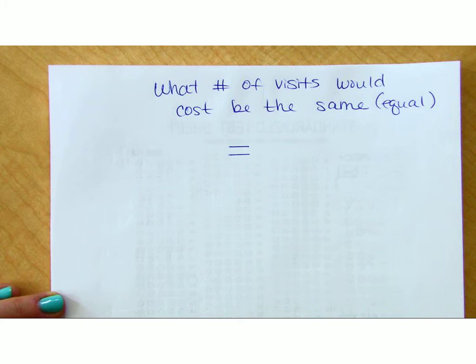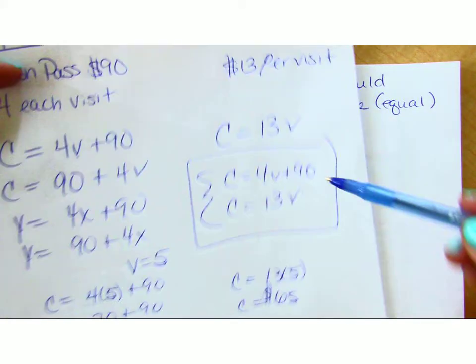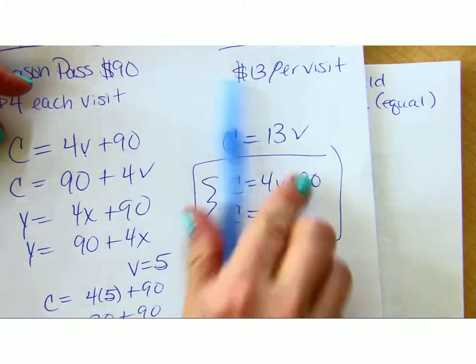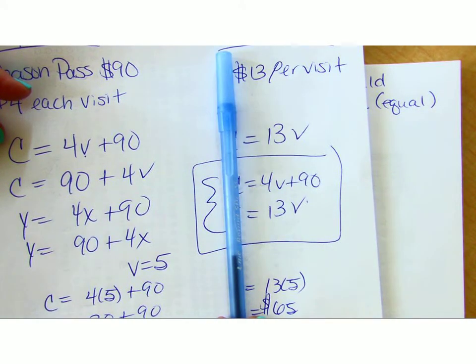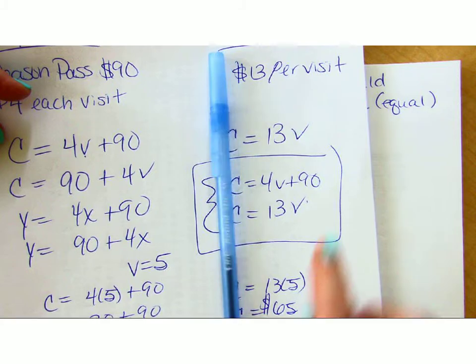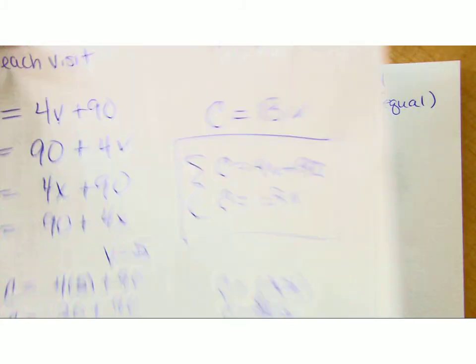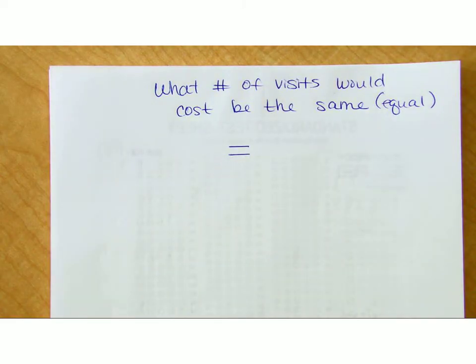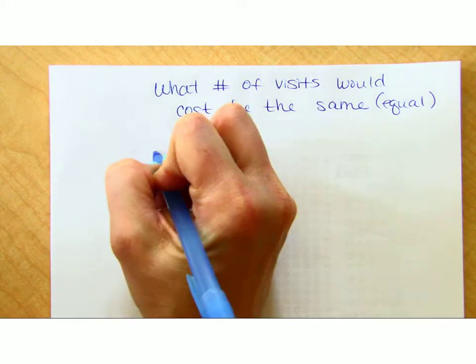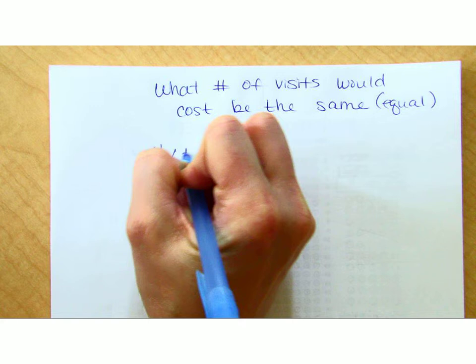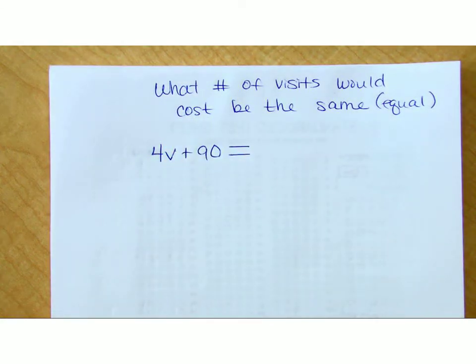And now I go back up to the system of equations that I wrote. I kind of don't need the C. And what do I do with these two expressions? I set them equal to each other. Watch and listen. Hey, at what number of visits will $4 per visit plus 90 equal 13 per visit?